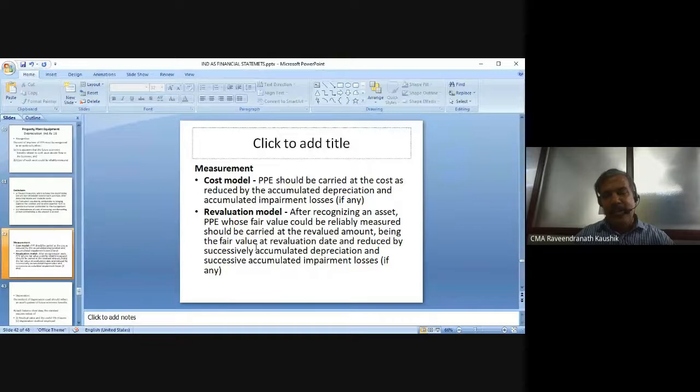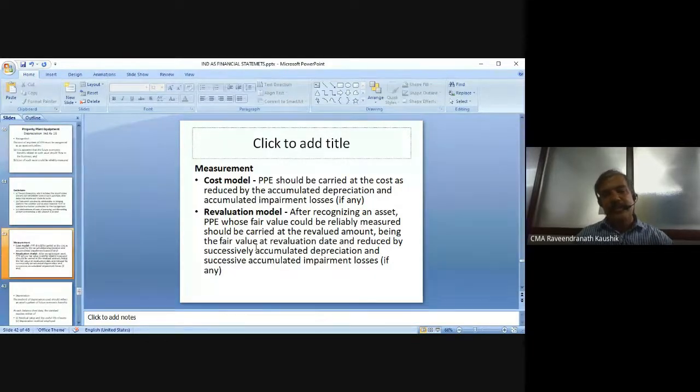model. But how do you recognize it if you are following a revaluation model? After recognizing an asset, PPE whose fair value can be reliably measured should be carried at the revalued amount, being the fair value at the revaluation date and reduced by successive accumulated depreciation. So see, this revaluation model is adopted only when the company is going through a merger and acquisition. So when there is a merger and acquisition which has happened, and when they need to report their balance sheet, at that point of time they will be using this revaluation model, but not the cost model.